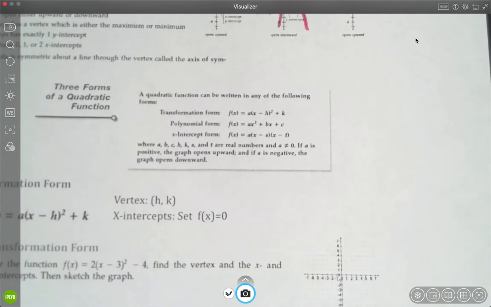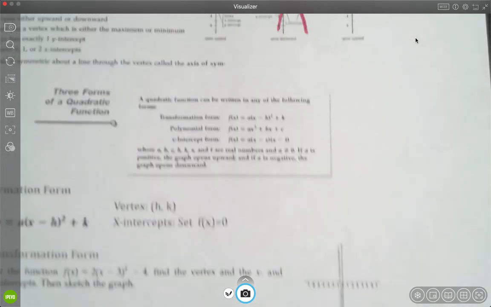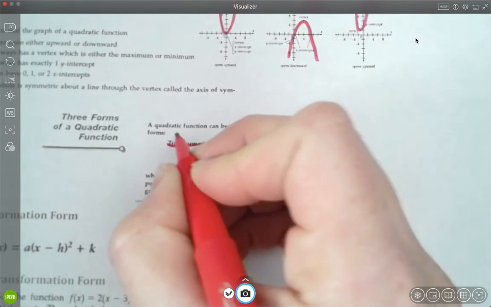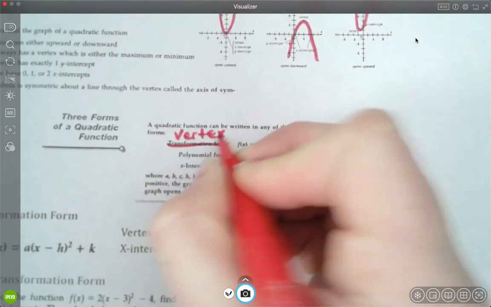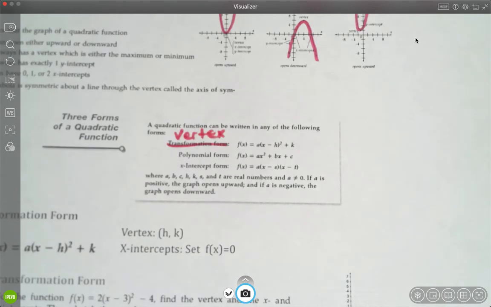They have three different forms that a quadratic function can take. Three different forms, and all of these are quadratic functions, but they just look a little bit different. They call the first one transformation form. I'm going to call it vertex form, okay? And vertex form, I'll give you an example of this.